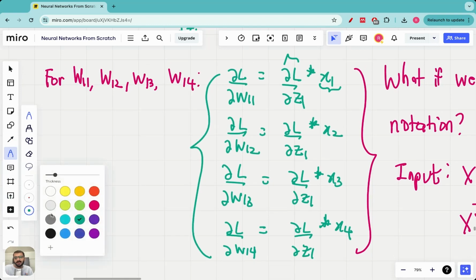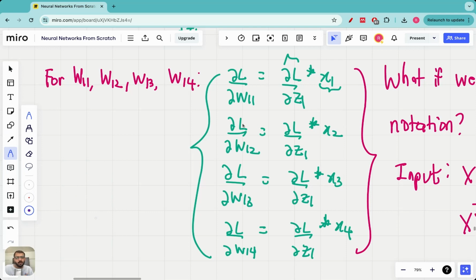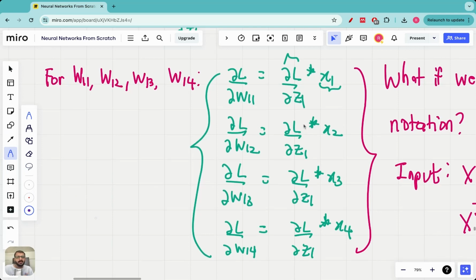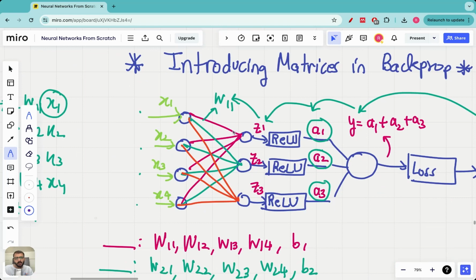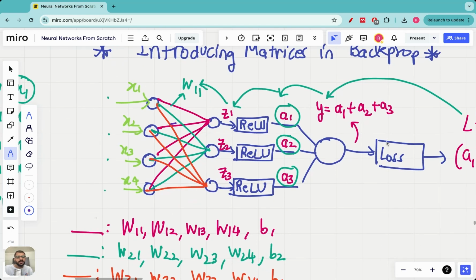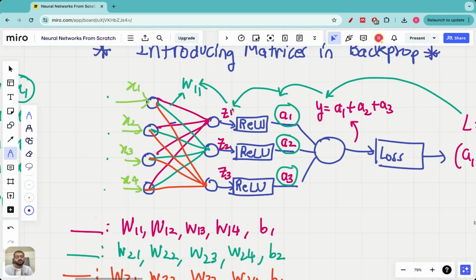So let me change the color here a bit. The partial derivative of loss with respect to W12 can again be written as the partial derivative of loss with respect to Z1 into x2. Remember, for all the weights belonging to the first neuron, this pink line, this pink line and this pink line, all of them pass through Z1. So the partial derivative of loss with respect to Z1 will stay the same. So these three arrows, the first arrow multiplied by the second arrow multiplied by the third arrow, will stay the same. The only thing which will change is that for W11, it will be multiplied by x1.